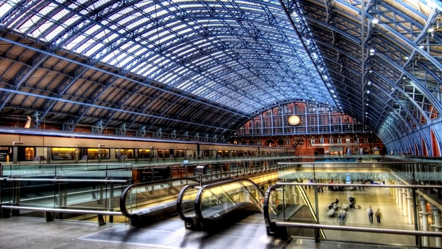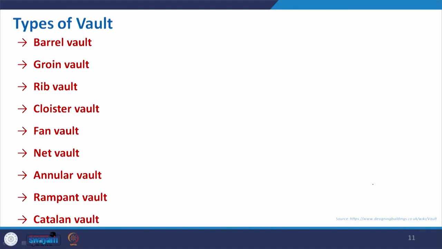So this is one example I have taken from a station. In this case you can see this particular form is being created with a multiple series of trusses, but overall you can get a huge span without any column. So this is one advantage of using this particular vault form, which is basically a series of arches.